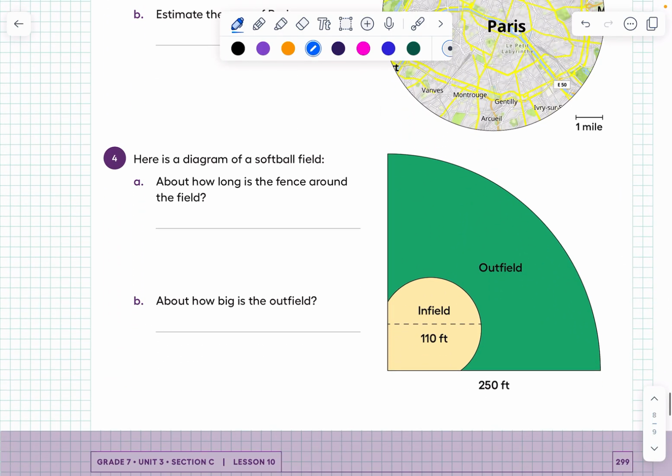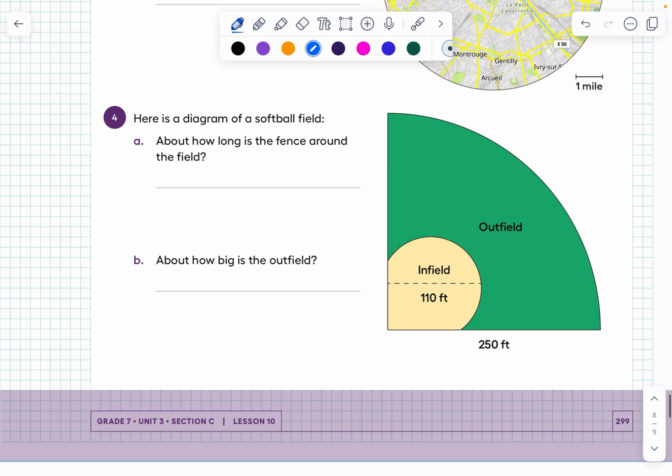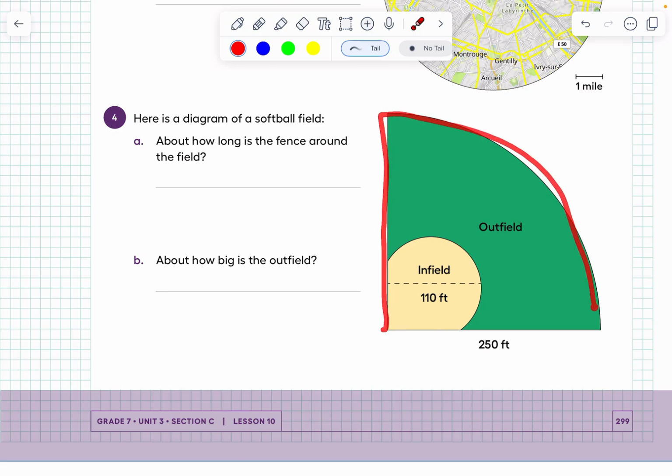Okay, number 4. Here's a diagram of a softball field. About how long is the fence around the field? Okay, so around the field is a fence. So this is like the perimeter, it's basically like you're solving what's the perimeter. So let's use some logic and common sense.